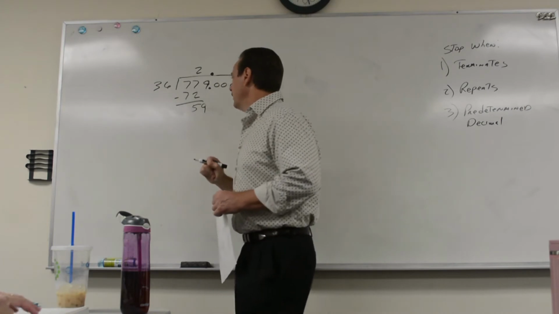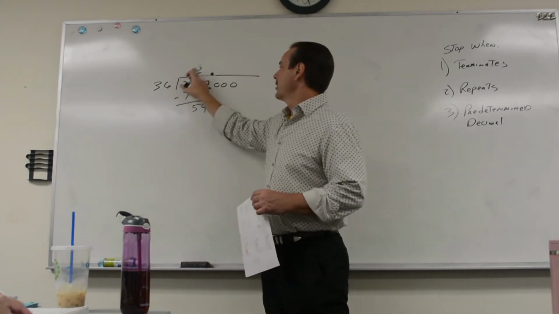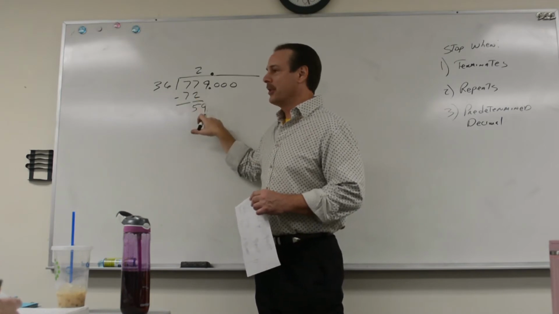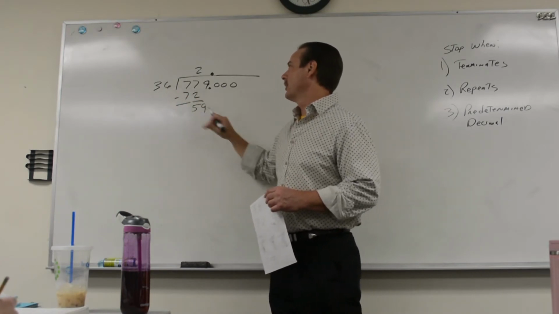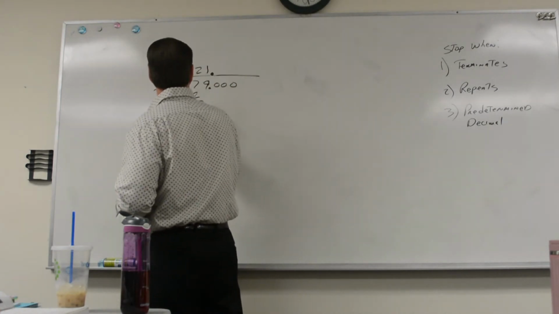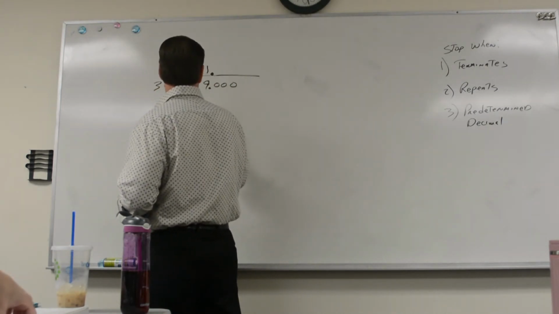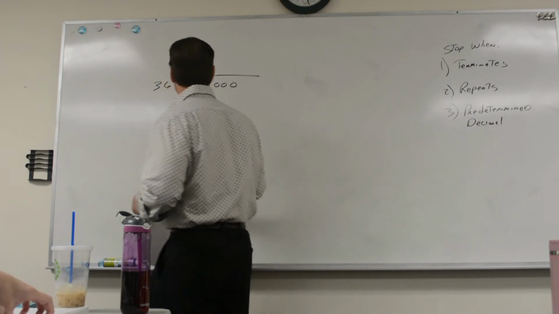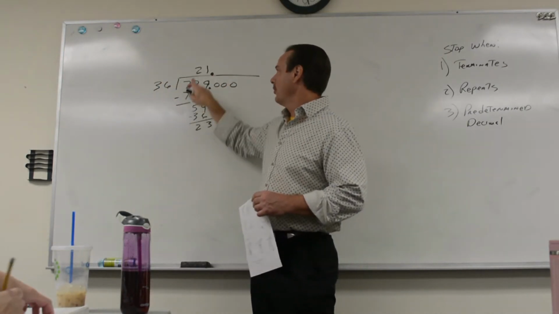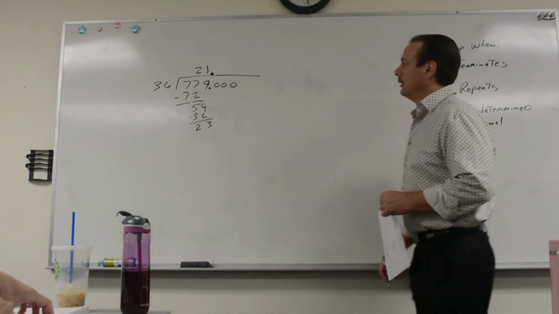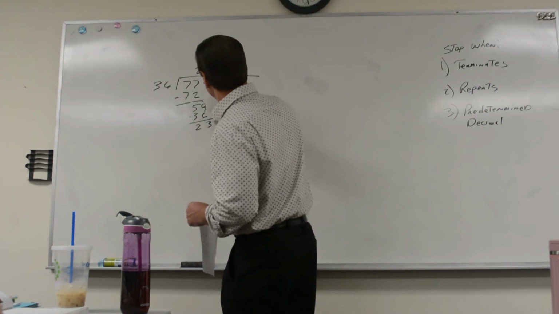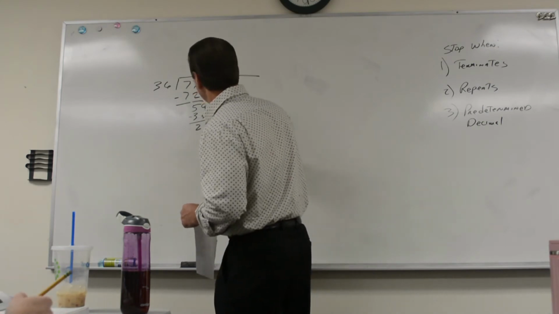Now we got 59. Well, we know 36 times 2 is 72. 59 is less than 72, so how many times does 36 go into 59? Once. So we're going to put 1 here, we're going to subtract it away, we're going to get 23. We're going to look at this number here. 23 is less than 36, so this is a good number. Now what do we do? Bring down 0. Now we got 230.